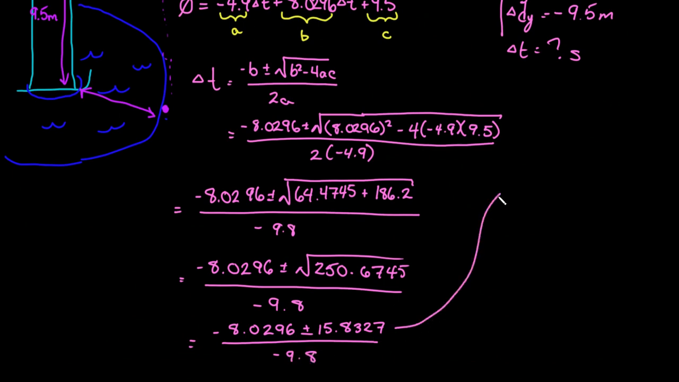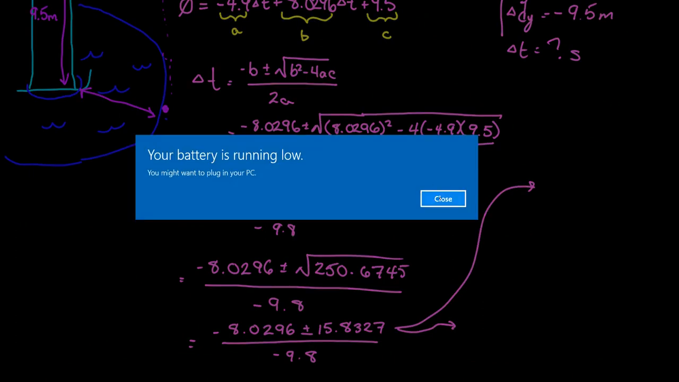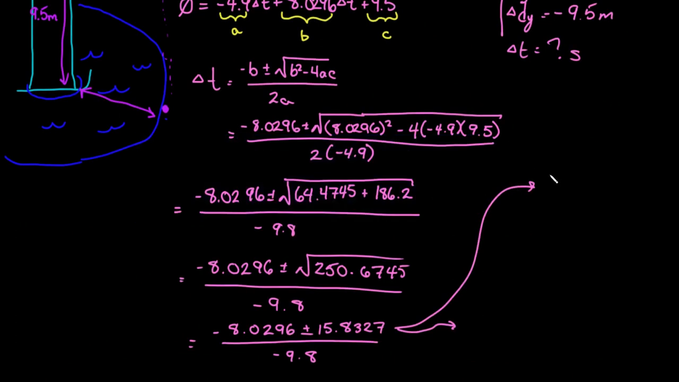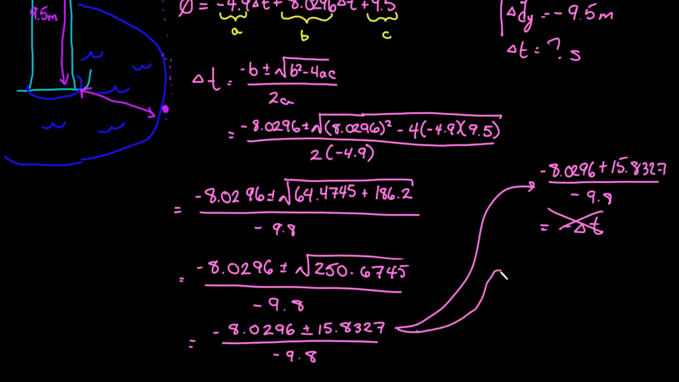Okay, now we can go and do the plus and the minus, right? Now, if we look up here at the plus, okay, we have negative 8.0296 plus 15.8327 divided by a negative number, right? So if we have a positive divided by a negative, this is going to give us a negative time, which we can't have. So we're simply just going to ignore that one based on that fact, okay? And we're just going to go and look at the minus.